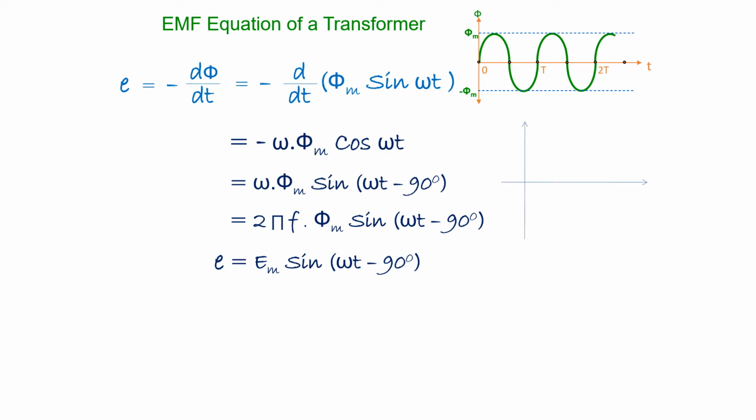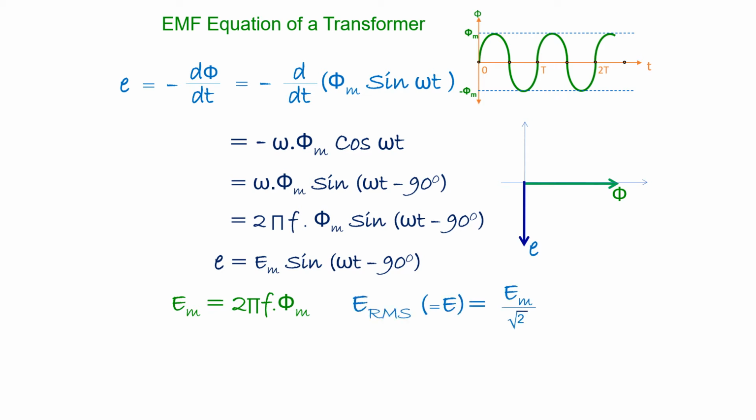Now look into the phasor diagram. The flux phi m sin omega t is drawn at 0 degrees. The EMF being Em sin omega t minus 90 degrees, it is drawn at minus 90 degrees. Em is written for 2 pi f into phi m, but we know the ERMS or E is Em by root 2. Calculating this, the EMF will come as 4.44 f phi m in one turn.